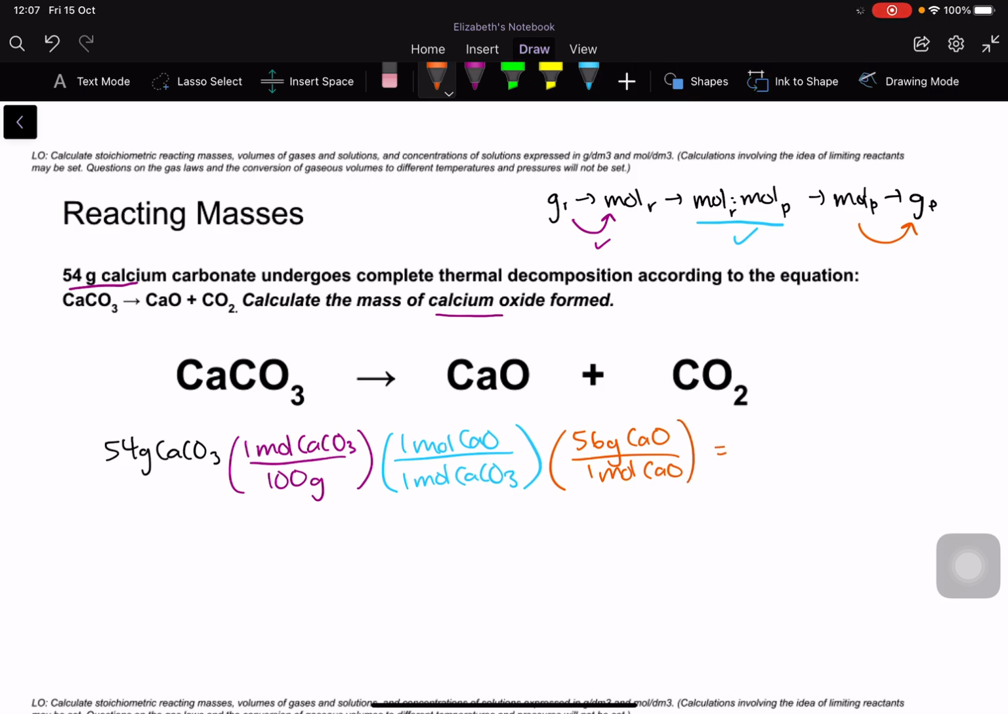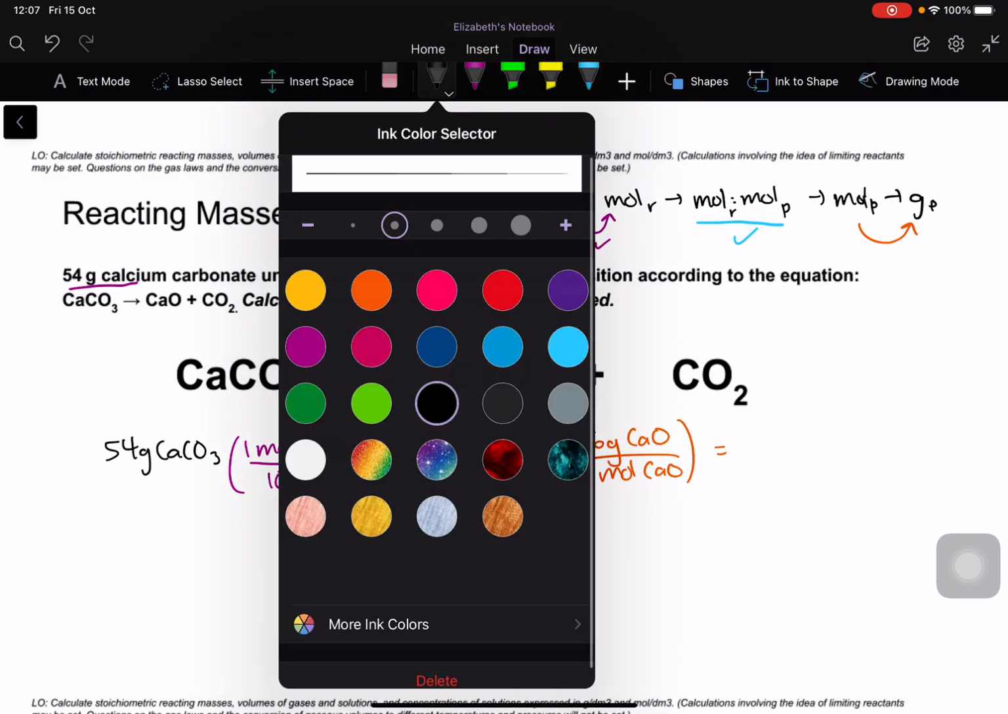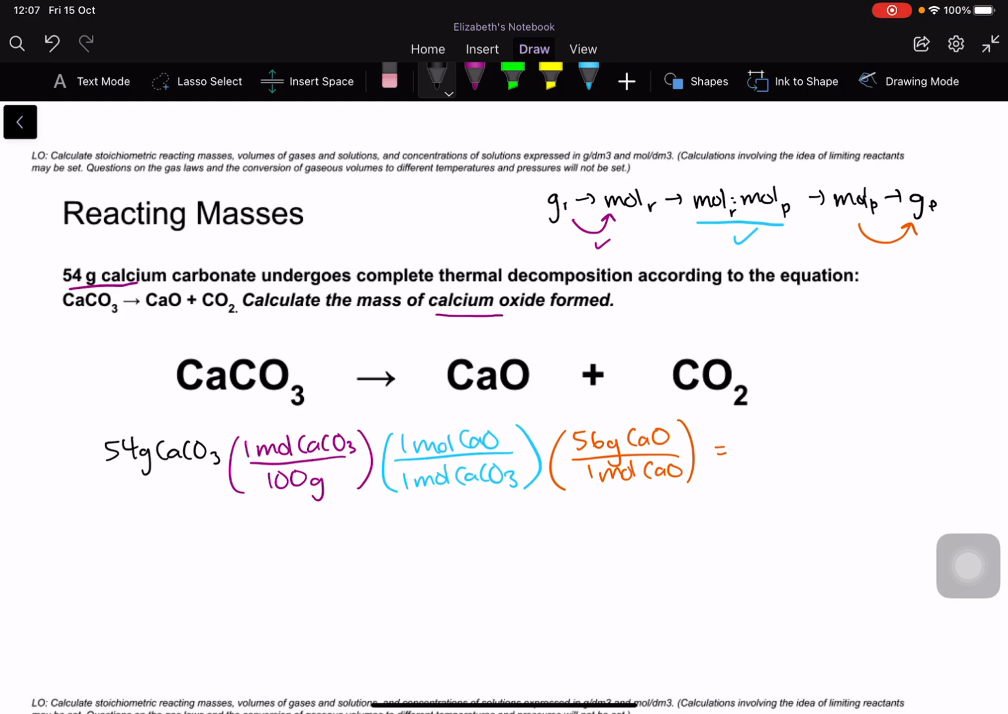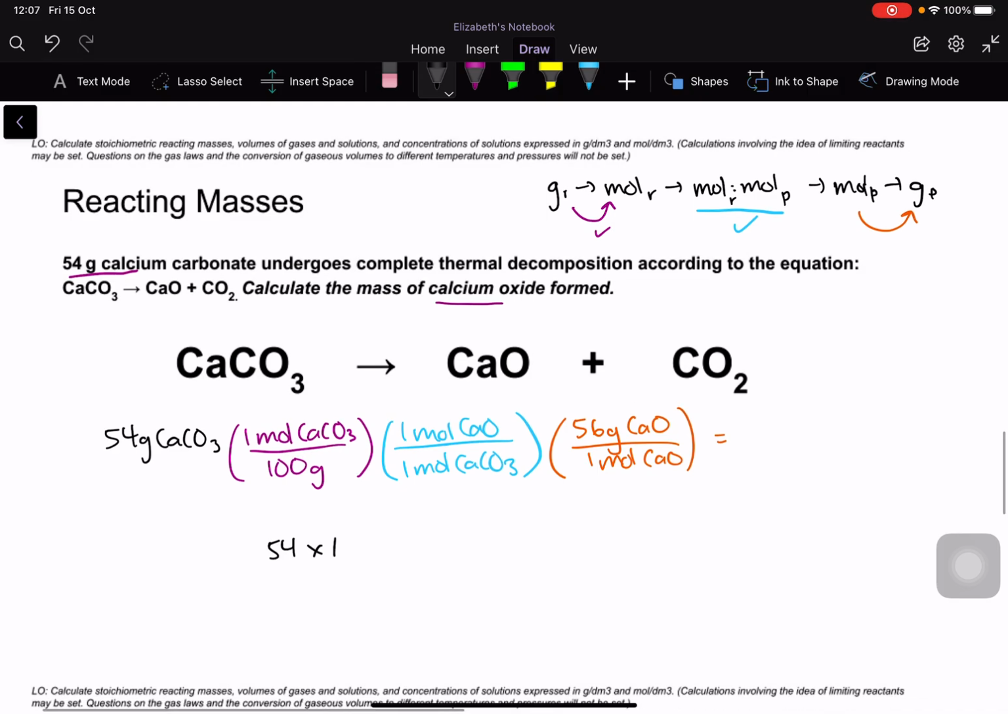Okay, and then in my calculator, what I would type would be 54 times 1 times 1 times 56 divided by 100 divided by 1 divided by 1. So when I do that, I get 30.24 grams of CaO.